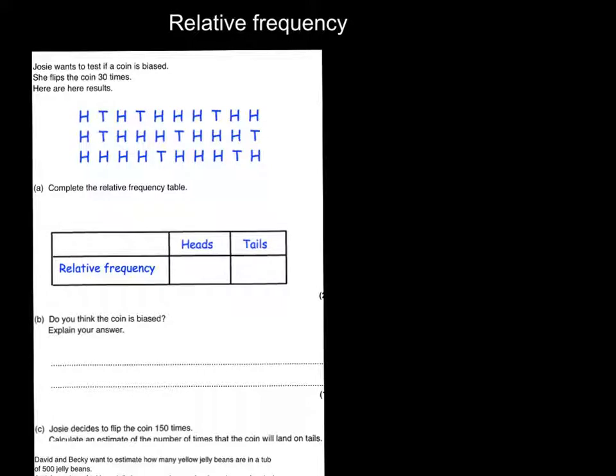So in the first one then, we've got Josie wants to test if a coin is biased and she flips it 30 times. Here are the results. Complete the relative frequency table. So we basically just want to know the probability for the data we've been given.